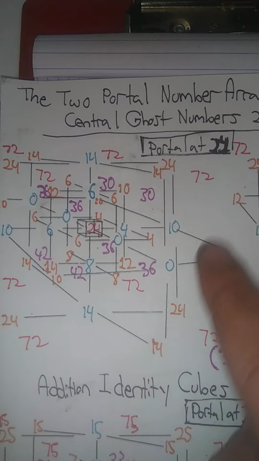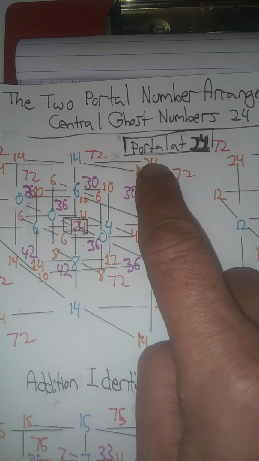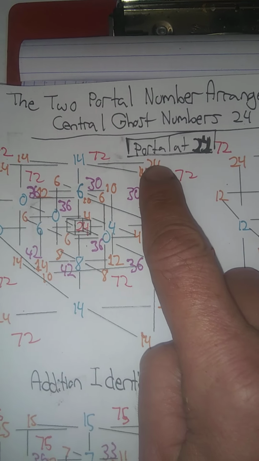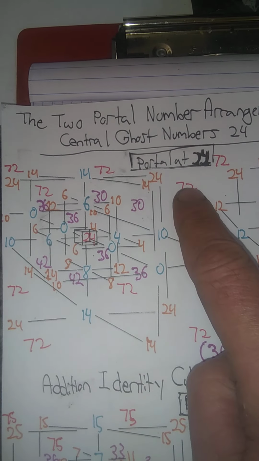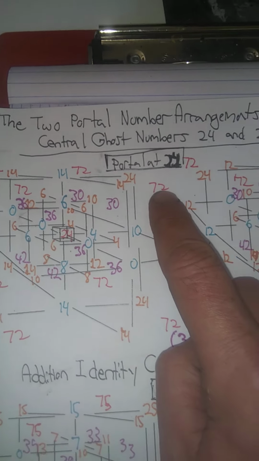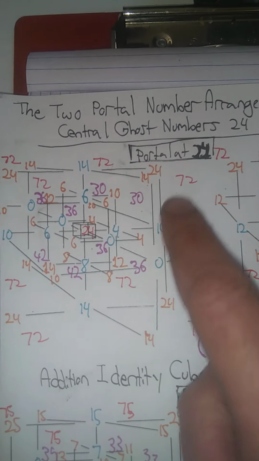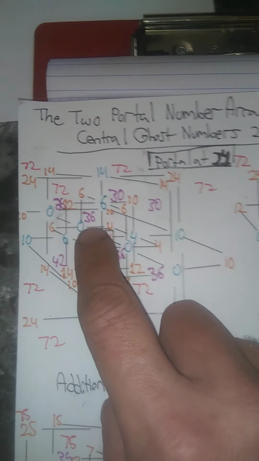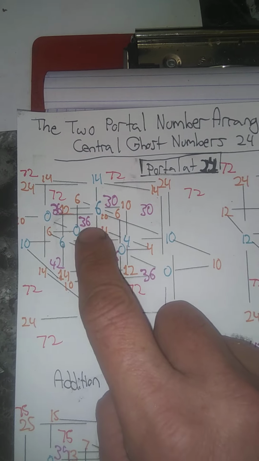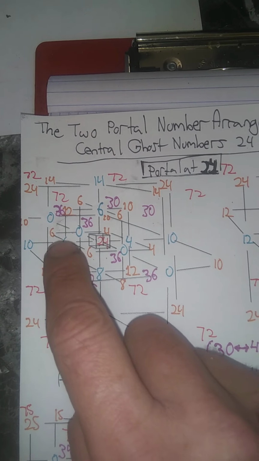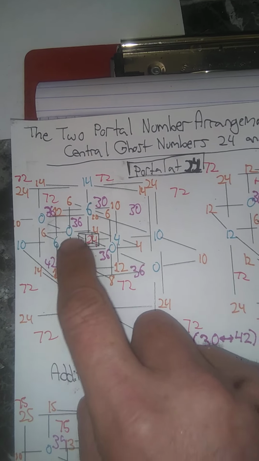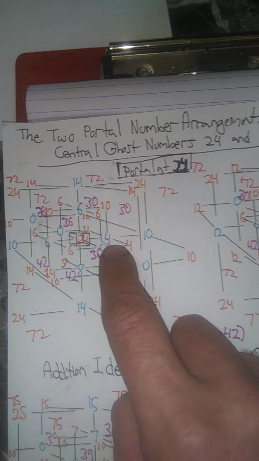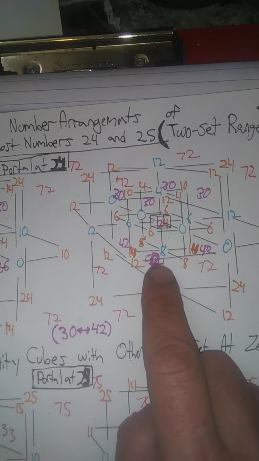I call this portal at 24 because it's the range, or that's the domain, and the whole thing filled out would be 72. That would be the range. With these 4 numbers, you can only switch them around in 2 different ways.